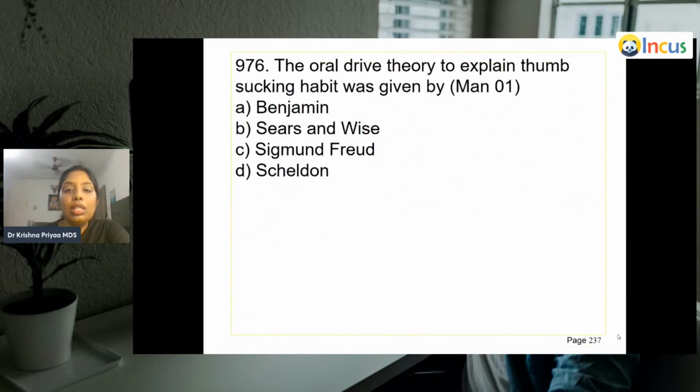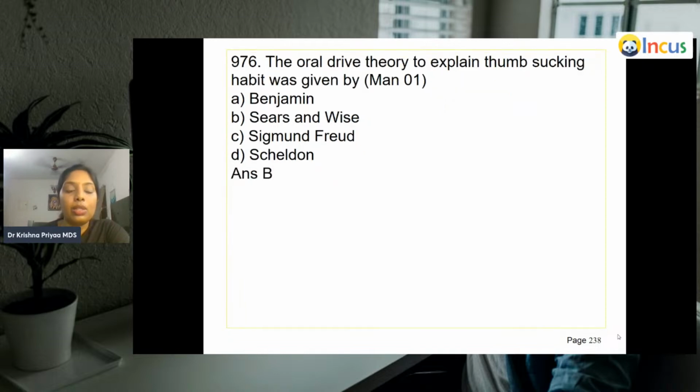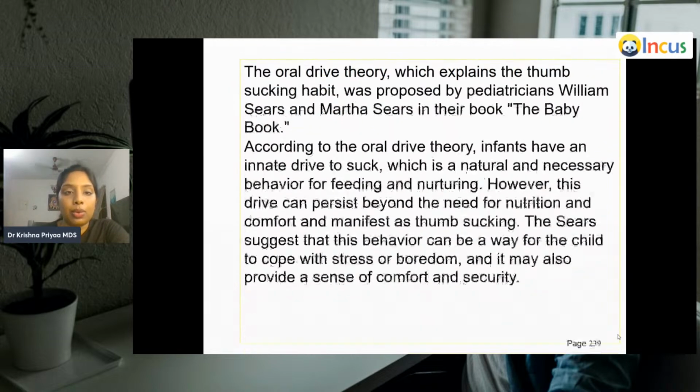Okay, done. The oral drive theory to explain thumb sucking habit was given by. So as I already said, you should know which person gave which classification and which theories. It's very important when it comes to habit. So here the answer is Sears and Weiss. Oral drive theory. So let us see what is oral drive theory.